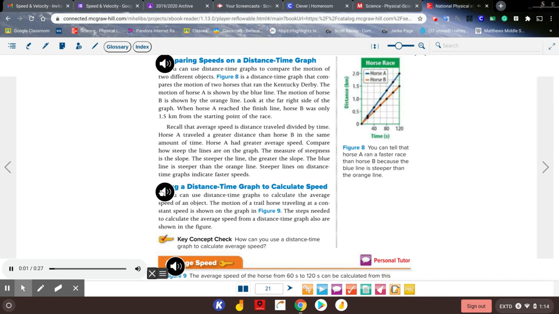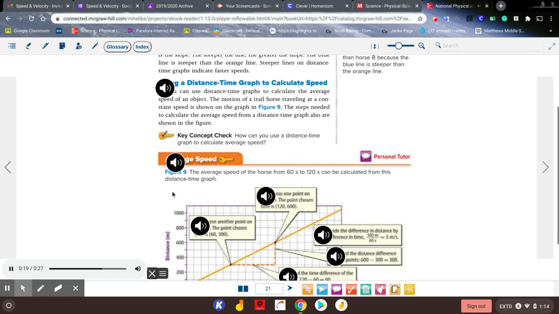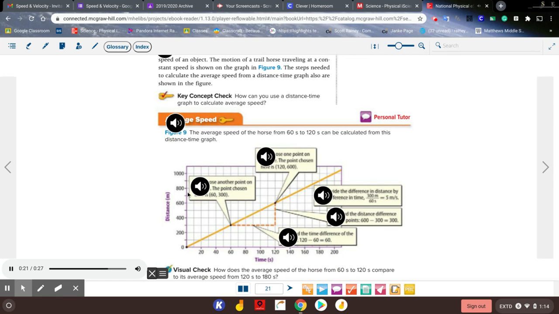Using a distance time graph to calculate speed. You can use distance time graphs to calculate the average speed of an object. The motion of a trail horse traveling at a constant speed is shown on the graph in Figure 9. The steps needed to calculate the average speed from a distance time graph are also shown in the figure. Key concept check. How can you use a distance time graph to calculate average speed?